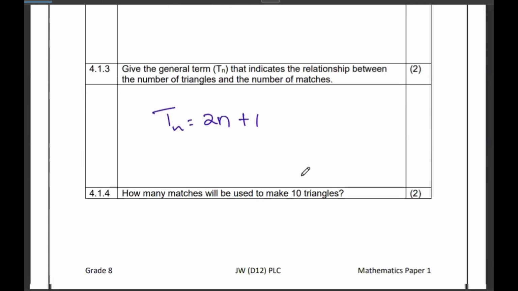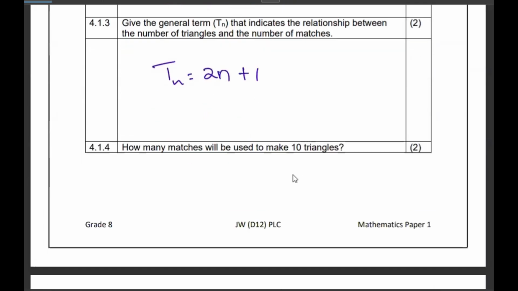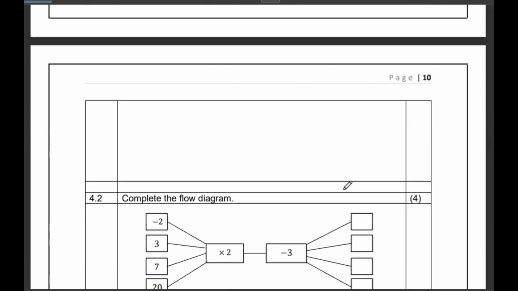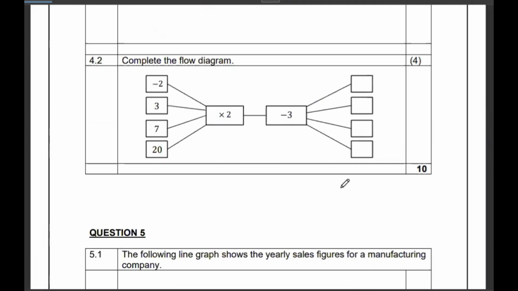Then how many matches will be used to make 10 triangles? So where there is n, we put a 10. So 2 times 10 plus 1. So that becomes 21 matches. All right, then we move on to 4.2, which is the flow diagram. We need to complete this.